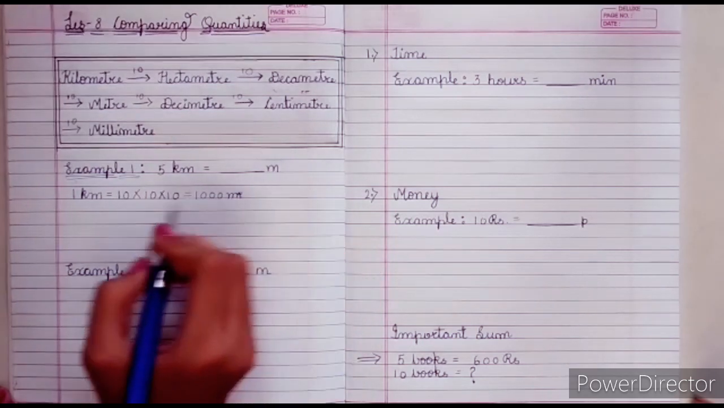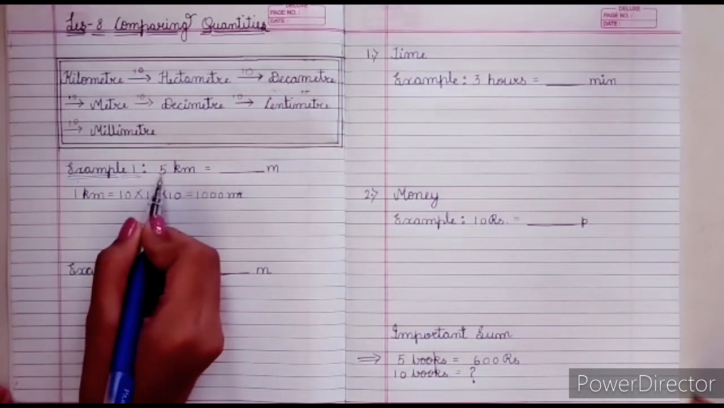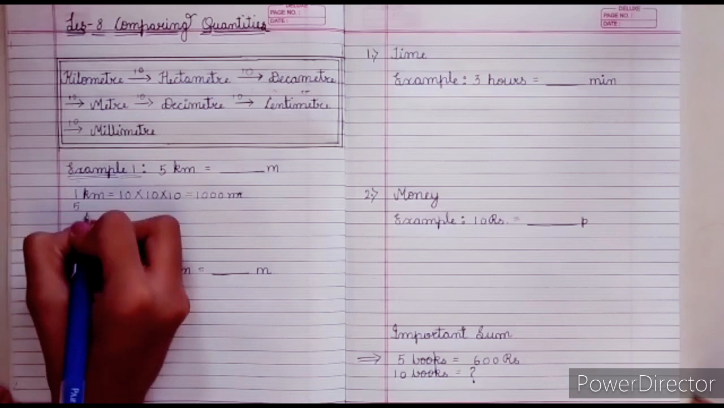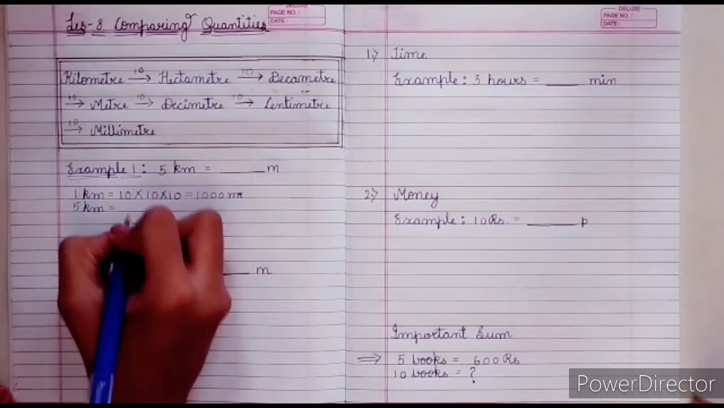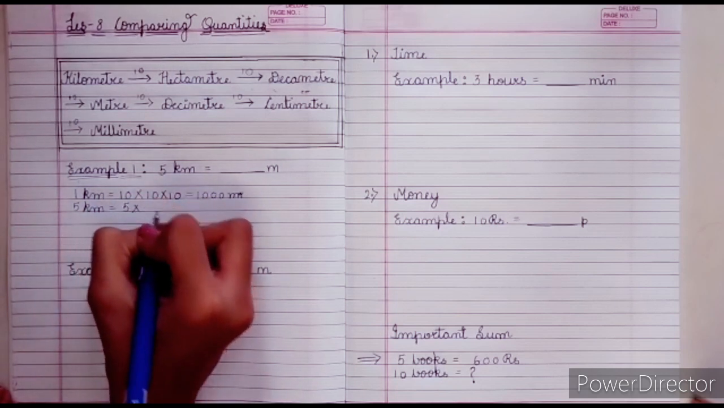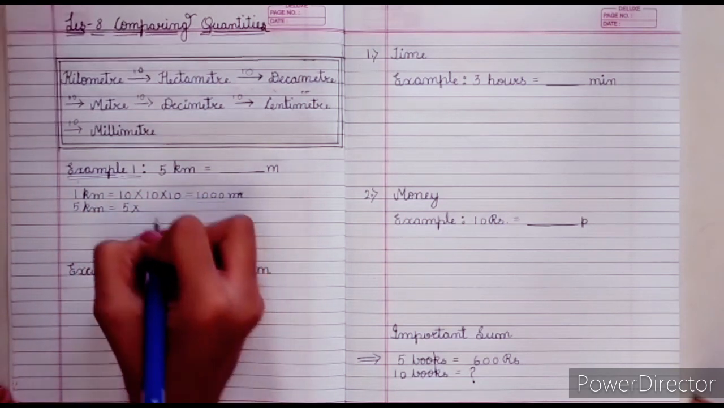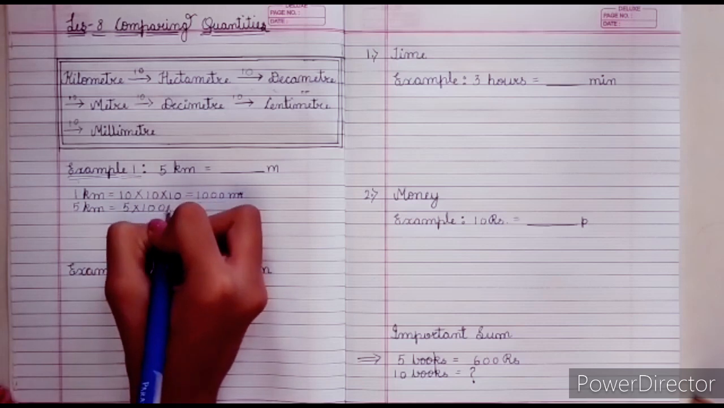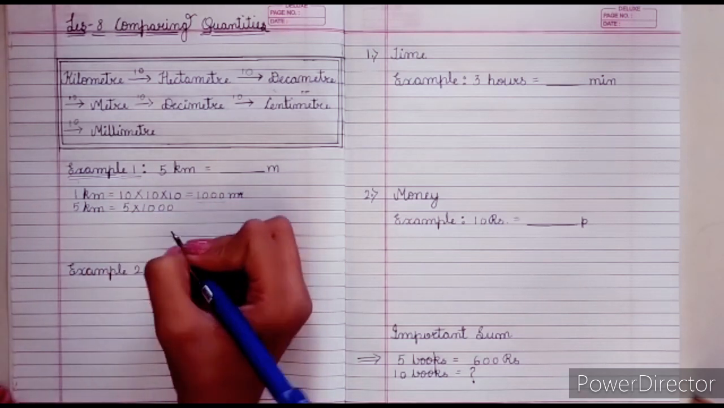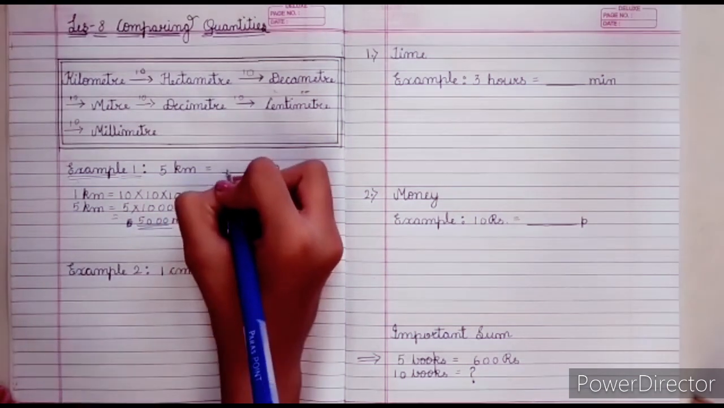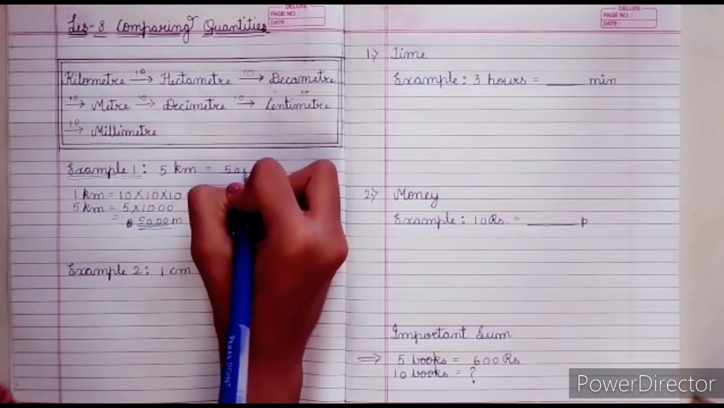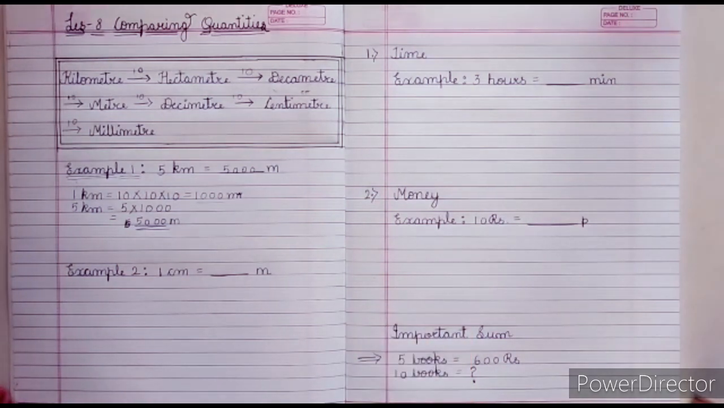Now we will find of 5 kilometer. So 5 kilometer is equal to, now we have to multiply 5 and 1000 that we got before. So 5 multiplied by 1000 is equal to 5000 meter. So 5 kilometer is equal to 5000 meter.